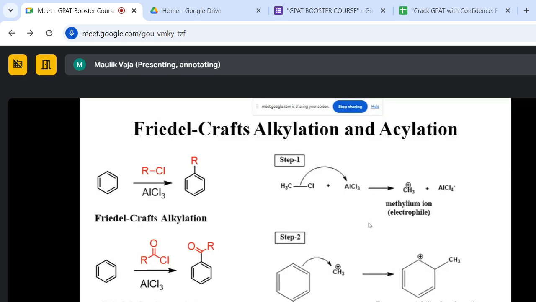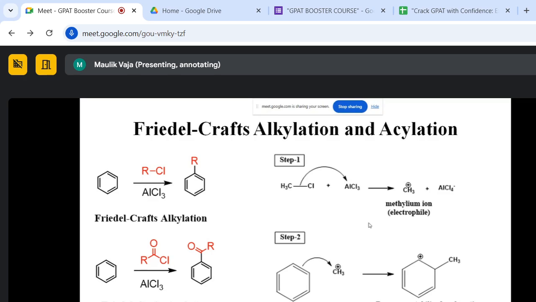Till now, does anyone have any doubt? Am I audible? If you have any doubt, you can ask. We will start next, after this Friedel-Crafts alkylation, electrophilic aromatic substitution reaction.